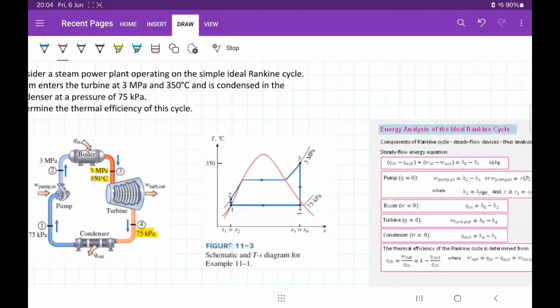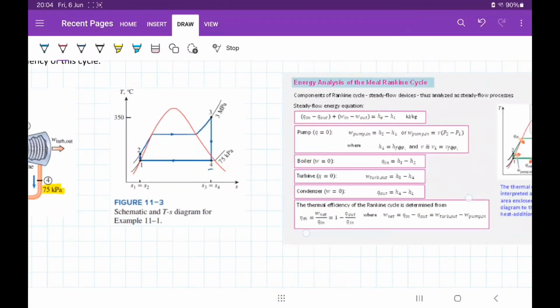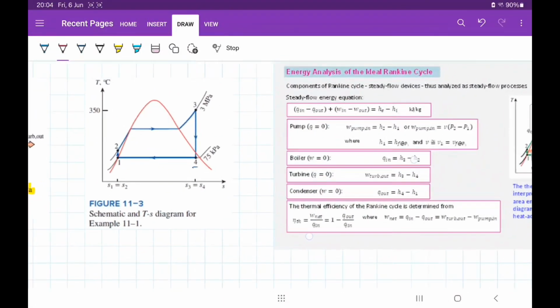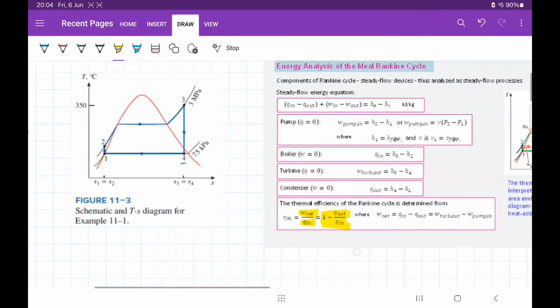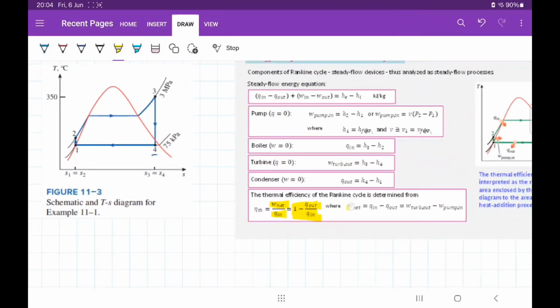What I have here are our notes on the energy analysis of the ideal Rankine cycle. When we want to determine the thermal efficiency of the ideal Rankine cycle, it means that we need to get our W net and Q in, or we can also get Q out and Q in, and put that into this equation. Bear in mind that W net is equal to Q in minus Q out, and also equivalent to work produced by the turbine minus work required by the pump.